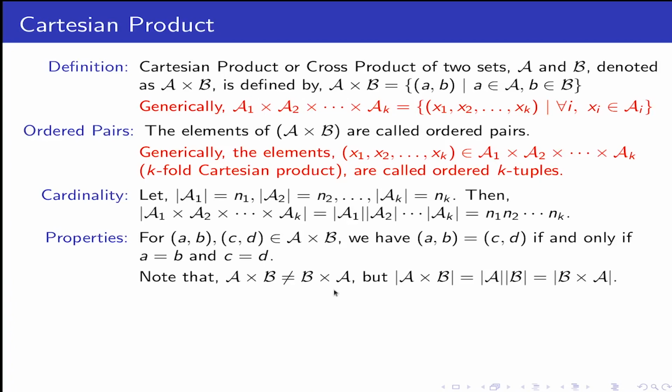However, you can see that the number of elements, or the cardinality, of A cross B is equal to that of B cross A, because it's just the cardinality of set A multiplied with the cardinality of set B, and the cardinality of A into B is the same as the cardinality of B into A. So the number of elements that we construct in each of these cross product sets would be the same.